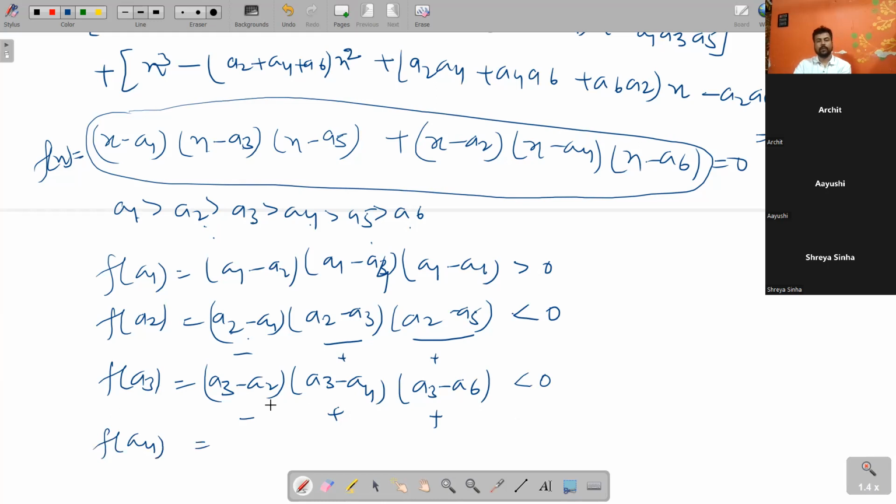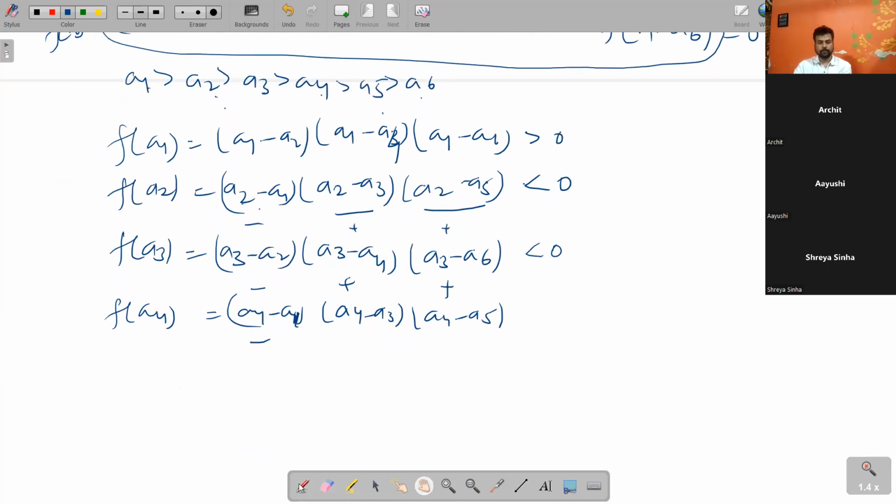A4. So for A4, this will be 0 now. So A4 minus A1, and then A4 minus A3 and A4 minus A5. You can see A4 is smaller than A1, so this is negative. A4 is smaller than A3, so this is also negative. A4 is larger than A5, so this is positive. So this is positive, negative into negative.